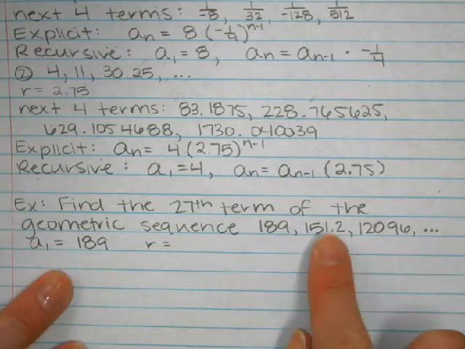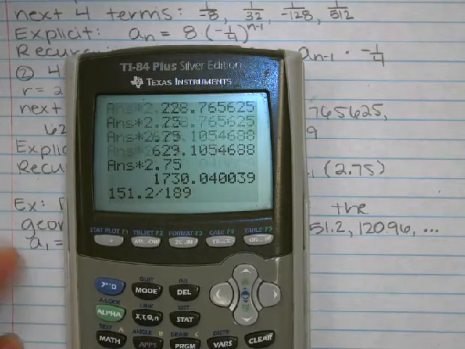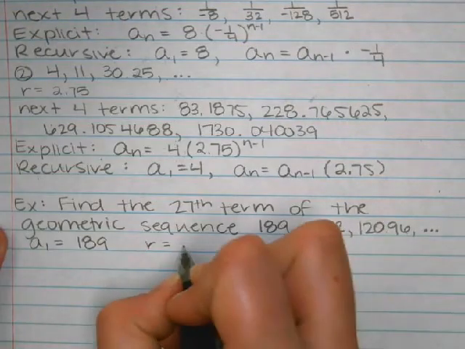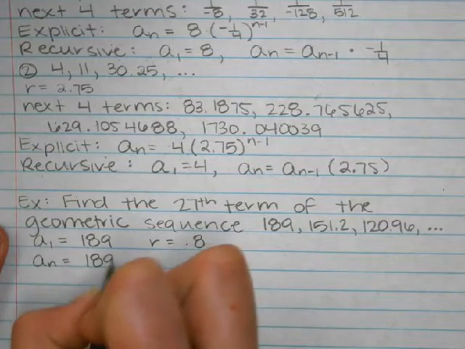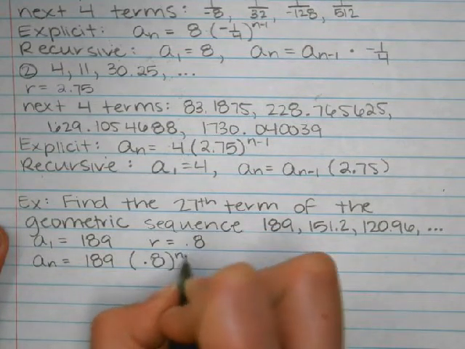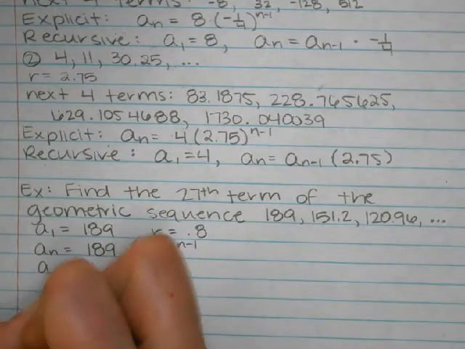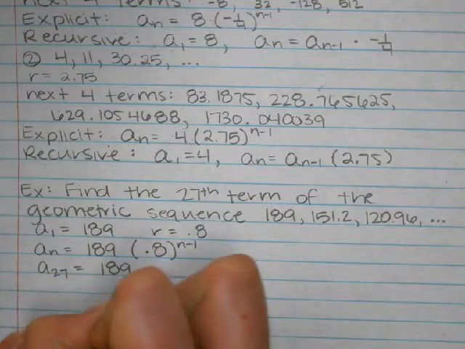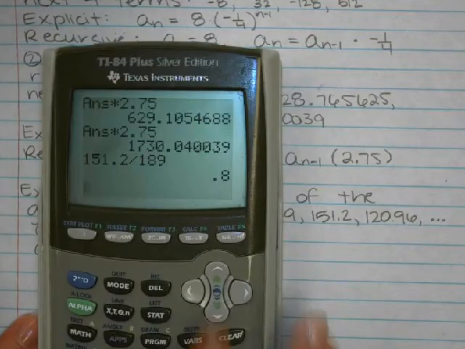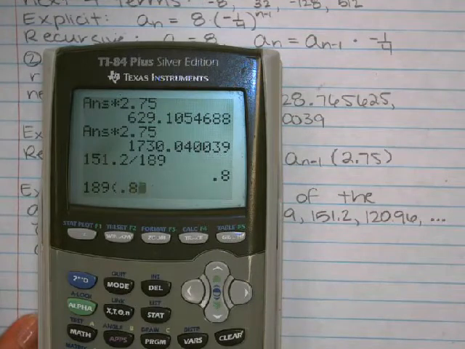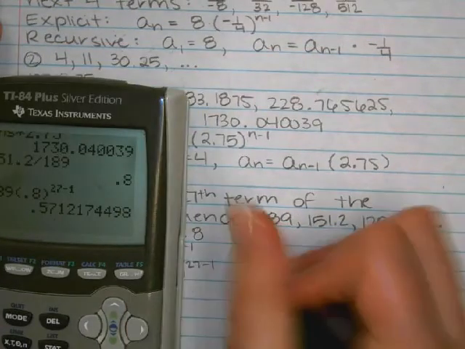To find the r value, I'm going to divide these two numbers: 151.2 divided by 189. And the r value is 0.8. That means my formula is a sub n equals the first term times the r value to the n minus 1 power. So if I want the 27th term, I just need to plug in 27. The 27th term would be 189 times 0.8 to the 27 minus 1. And we get this decimal.